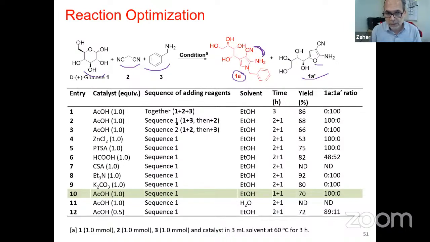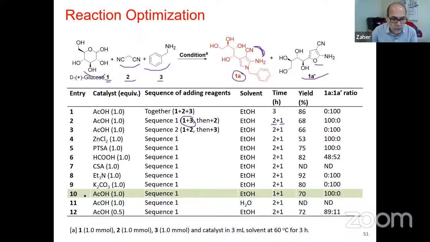All right. If you're using sequence 1, we take 1 and 3. This is our 1. This is 3. We mix them together for 2 hours first, and then we add substrate 2 and continue the reaction for 1 more hour. If we're using sequence 2, we take starting materials 1 and 2, mix them together for 2 hours, and then we add 3 and we continue the reaction for another 1 hour. So here, this reaction is completed in just 3 hours. As you can see here, acetic acid gave us the best kind of yield and selectivity.